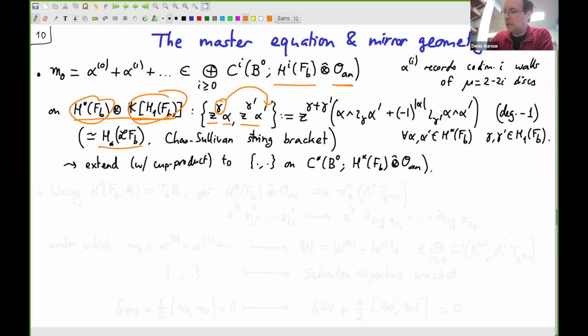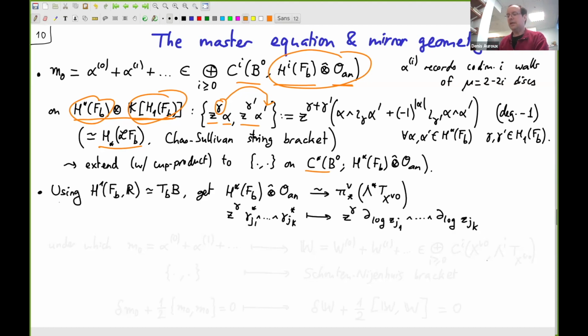Okay, so we're going to extend this from just these guys to co-chains on B with coefficients in that by combining with a cup product on B. And then we have a big algebraic beast, but that's the beginning of the end of the tunnel, because H_1 of a fiber is the same as the tangent space to the base in a Lagrangian fibration.